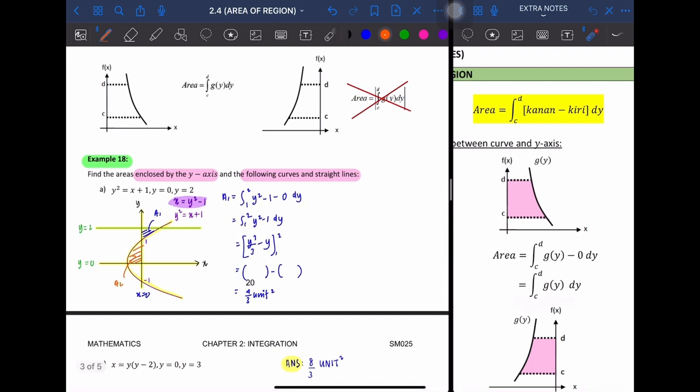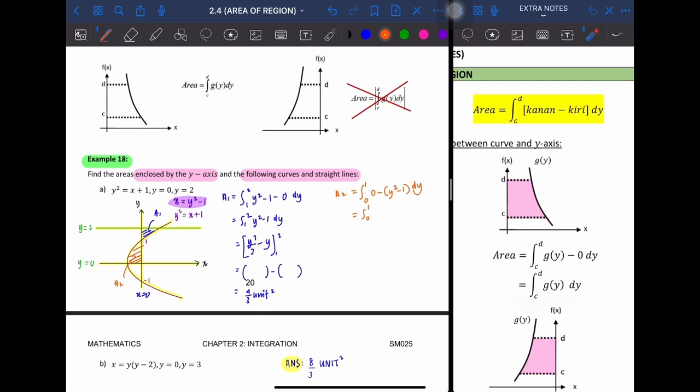Okay, now for the orange one, same, we're going to use dy because the value of limit is value of y, which is for the orange one daripada 0 until 1. Okay, and the formula is kanan tolak kiri. So daripada kanan, we touch this one first, which is 0. So 0 minus, don't forget your bracket. So function kiri adalah the curve, which is this one.